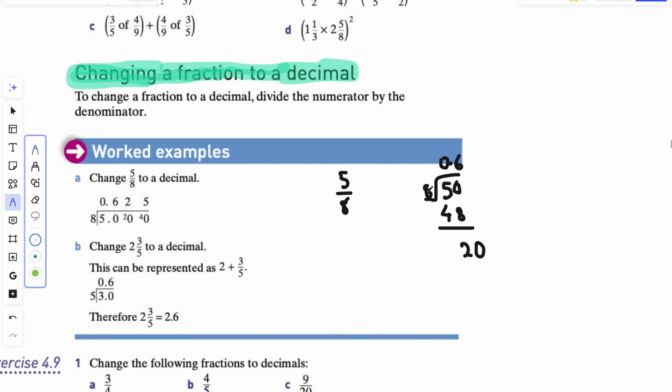So you say 20 divided by 8. How many times can 8 go into 20? 2 times, right? So you put 2 here. You say 2 times 8, you get 16. And then you subtract again, you get 4. Though we add 0, you cannot put decimal again. Only one time we put decimal. So 40 divided by 8, you get 5. 5 times 8, you get 40. When you subtract them, you get 0. That's the end of your journey. So our answer becomes 0.625.